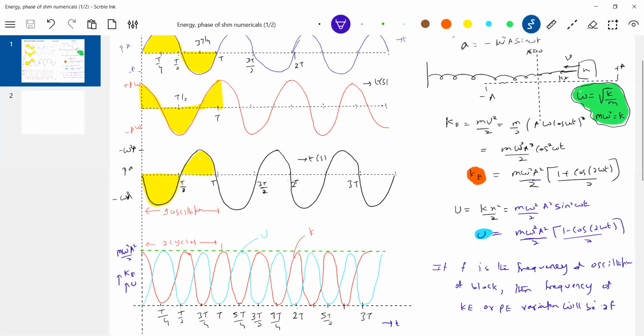Okay, this is about the kinetic energy. So what is the average kinetic energy of a block in one cycle? Anybody? What is the average kinetic energy possessed by a block in one cycle? Zero or non-zero? We'll calculate it in the next part.